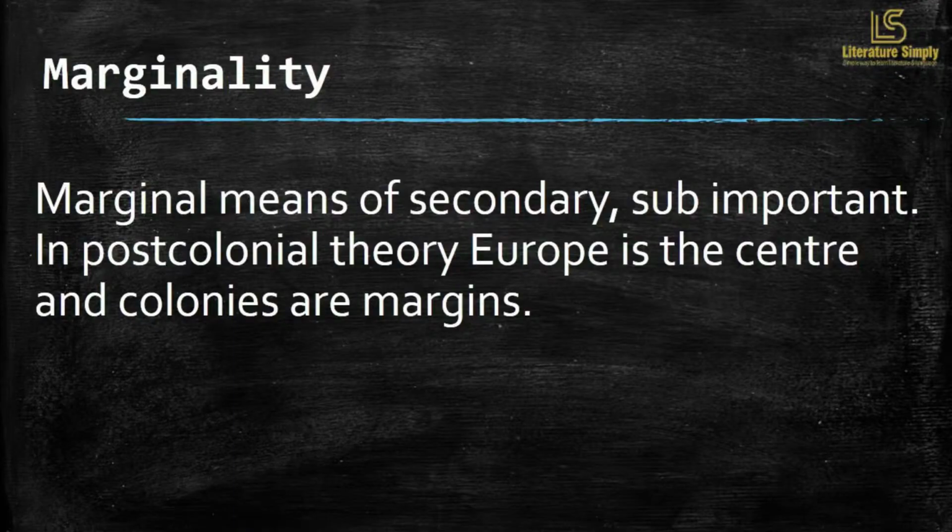Then seventh term here we have marginality. Marginal means secondary, sub-important. So the very word signifies that it is not so important. In post-colonial theory, Europe is the center and colonies are margins, or the European literature is considered as having high value and the literatures of the colonized countries are considered sub-important. So this is the marginality.